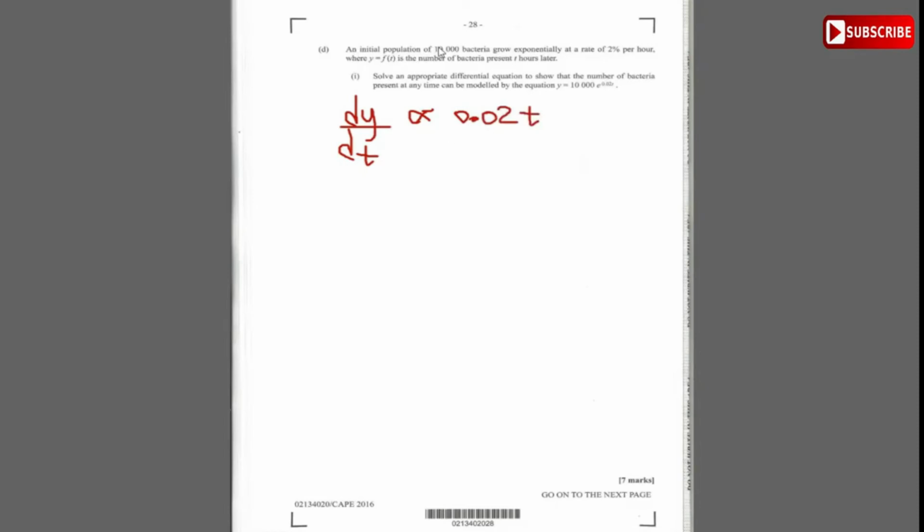What else do we know? We also know that initially it is 10,000, so we can put when t equals 0. We know that the population, when t is 0, y is 10,000. Just writing down all the information. When t is 0, y is 10,000.